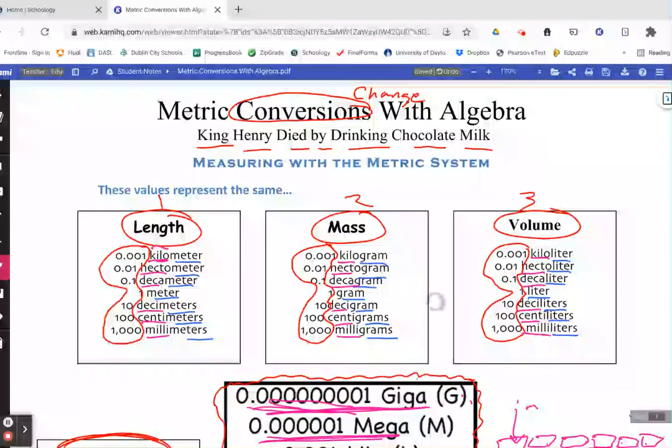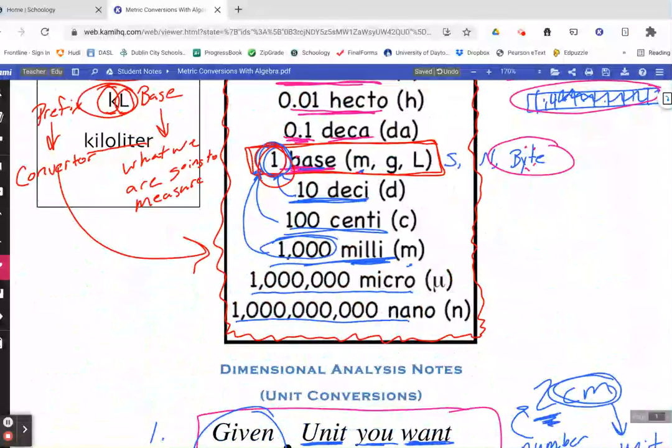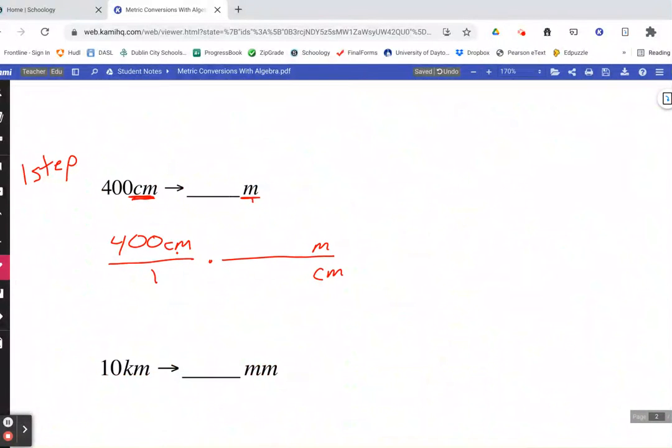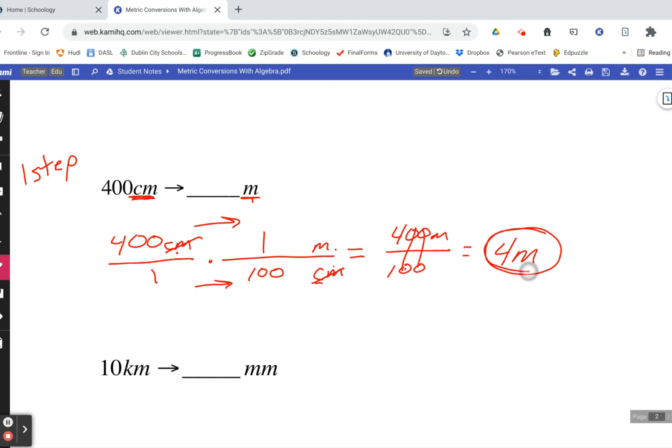When I look at my chart up here, I always put 1 in for the base unit. So which one's the base, meter or centimeter? Meter. If I go up there and I look for centi, it is 100. Again, cross out my like units on top and bottom. I multiply across the top. I multiply across the bottom. That's 400 meters over 100. Now, you can think of it as 400 divided by 100, or you could just reduce, cross out zeros, whatever you want to do. Either way, my final answer is 4 meters.